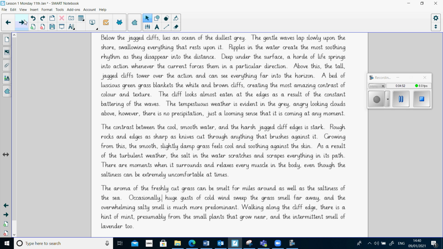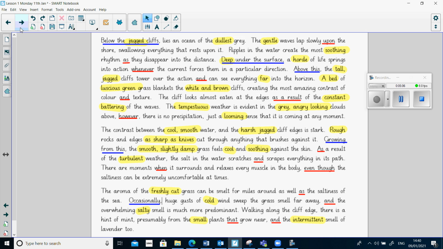Okay, brilliant. You should now have lots of underlining all the way through. And if you haven't managed to print it off, that is absolutely fine. You can have a look and see on the screen any examples that you've found. So, do yours match mine?